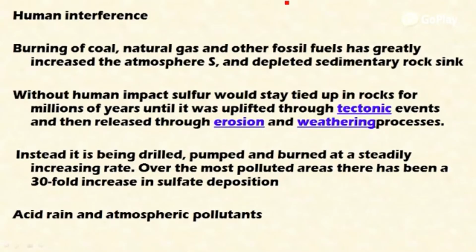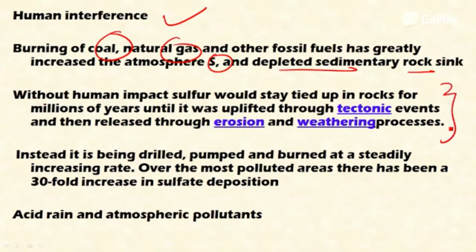Human beings are also interfering in the sulfur cycle by burning coal, natural gas and other fossil fuels. This has greatly increased the amount of sulfur in the atmosphere and depleted the sedimentary rock sink. Without human impact, the sulfur would have stayed tied up in the rock for millions of years.